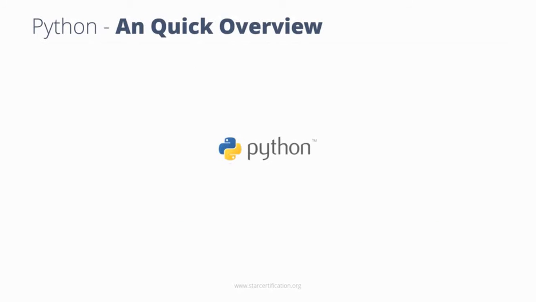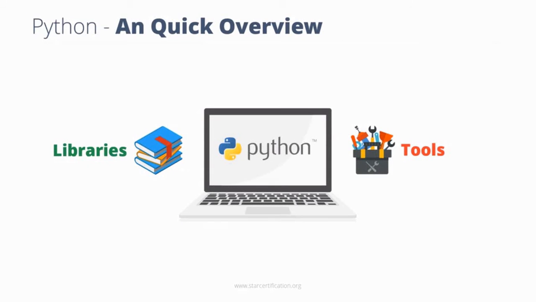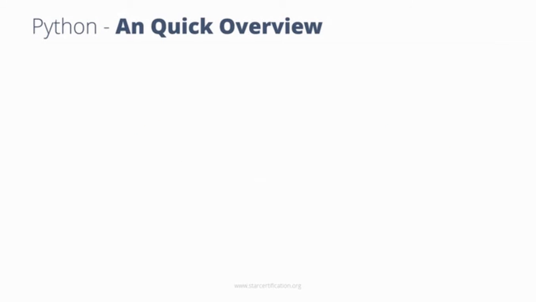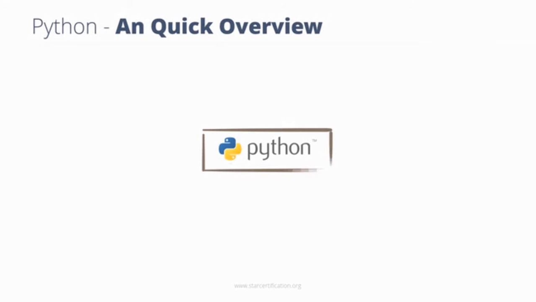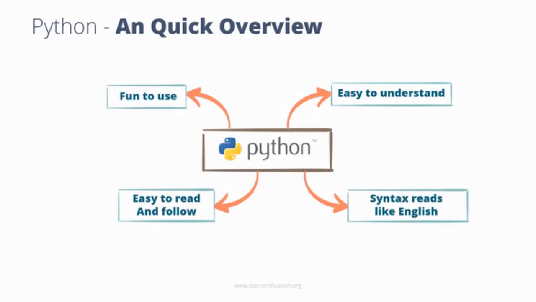You know that Python is a general-purpose computer programming language. With appropriate tools and libraries, Python makes it easy to build just about anything. Due to its beginner-friendly characteristics, Python has replaced Java as the most popular introductory language. Python is designed to be easy to understand and fun to use. Its syntax is easy to read and follow. The syntax reads like English, which eases the syntax learning process.